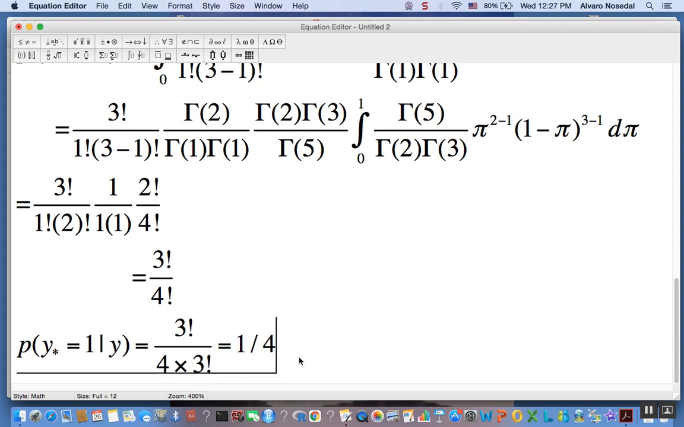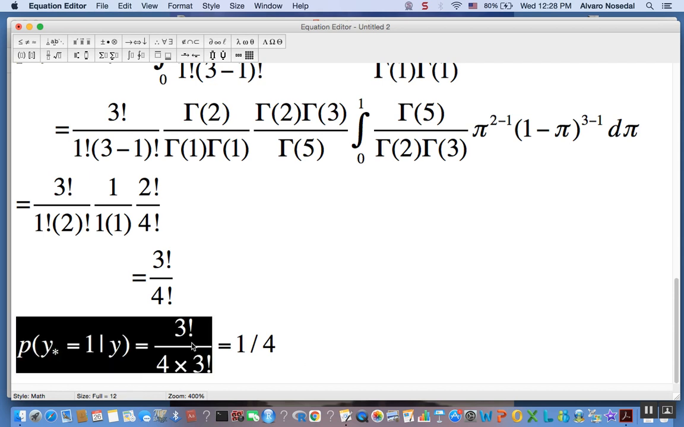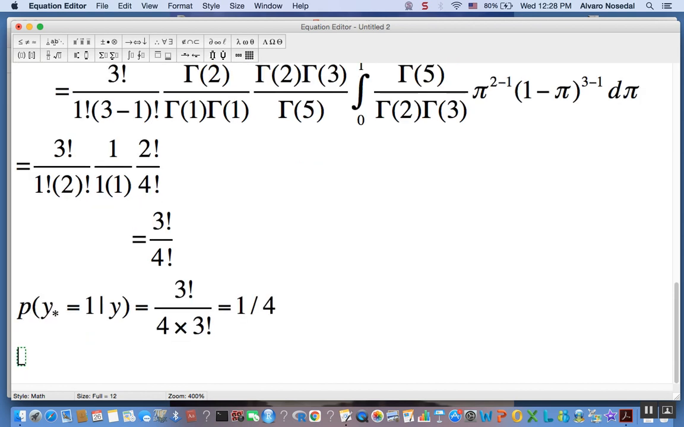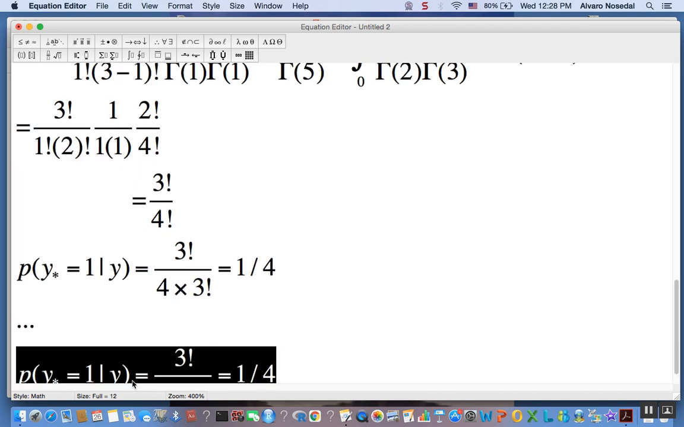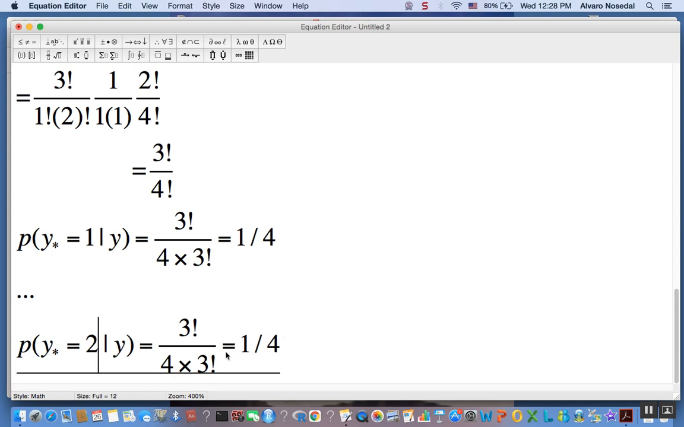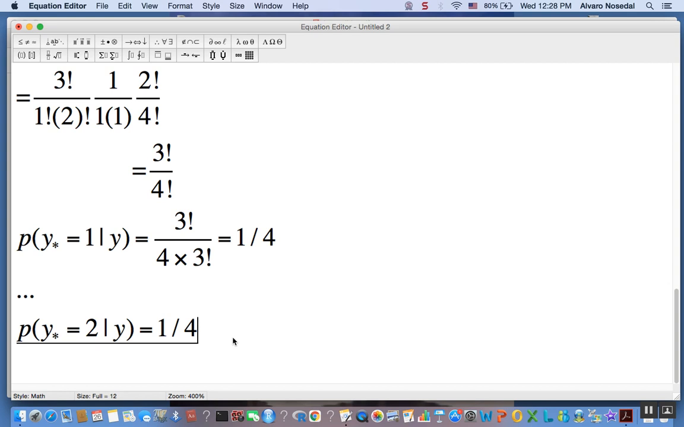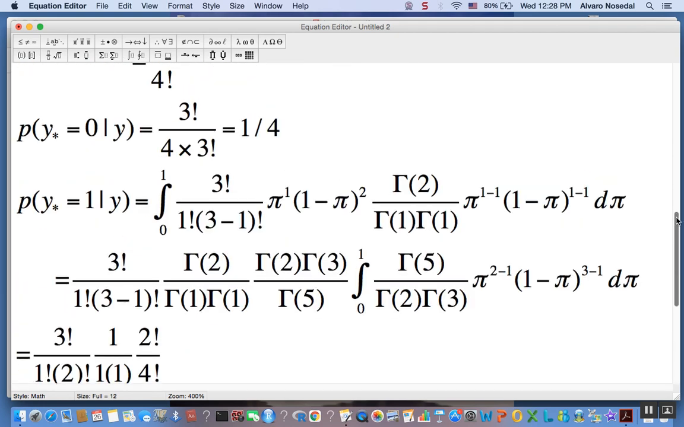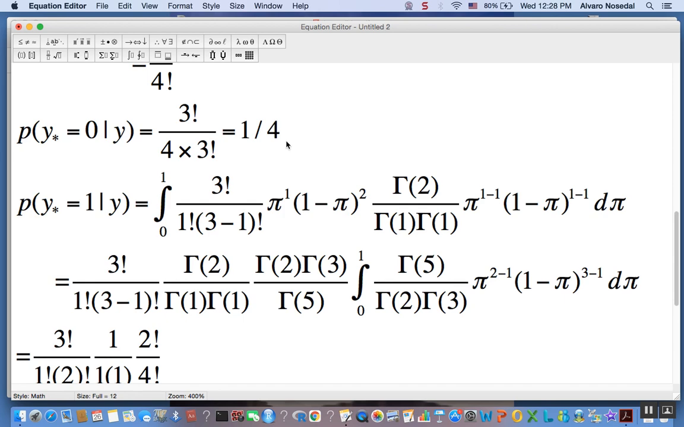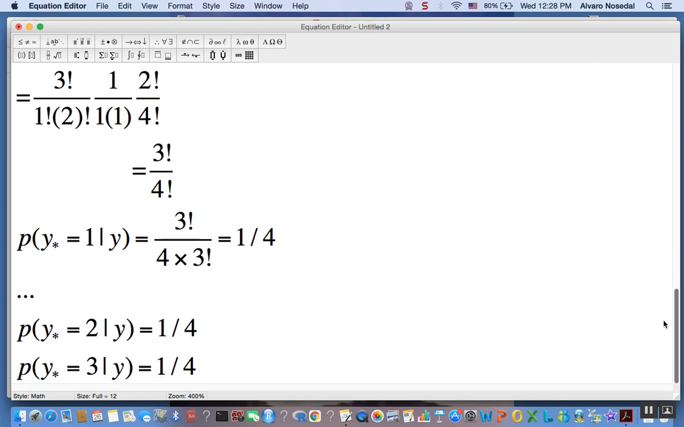So similarly, you could find the probability of y star equal to 2 given y, and the probability of y star equal to 3 given y. And if I remember correctly, what you will see is that the probability of observing 2 successes in a future sample of size 3 would be 1/4, and you would have 1/4 for the remaining one. So 1/4 plus 1/4 plus 1/4 plus 1/4 is 1. So it seems to be a legit probability distribution, and we're done. So again, if you have time later today, check that these are the probabilities that you end up with.